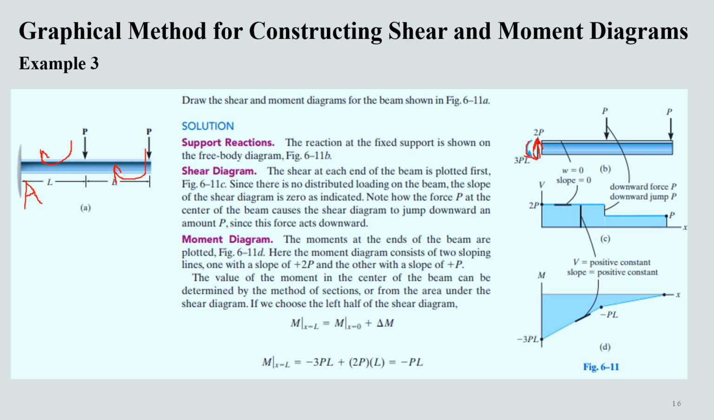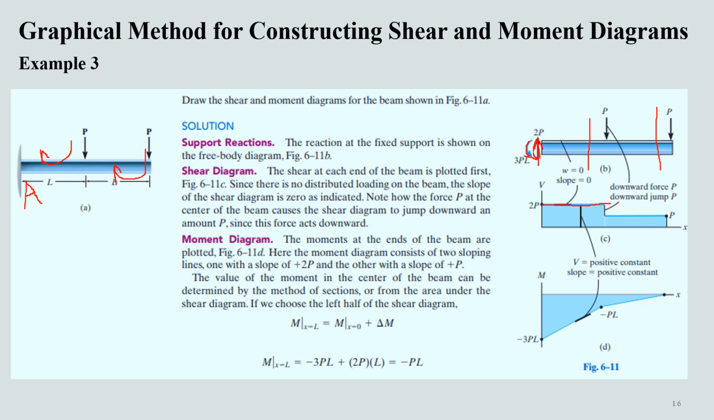Now if we have to construct a shear diagram, we'll have to consider two segments. One segment will be here before the application of this load, and the other segment will be here after the application of this load. Before the application of this load, we can see that there is no distributed loading, so the slope of the shear diagram will be 0. Here we are having a support reaction of 2P, and there is no loading in between, so the shear diagram will have a 0 slope.